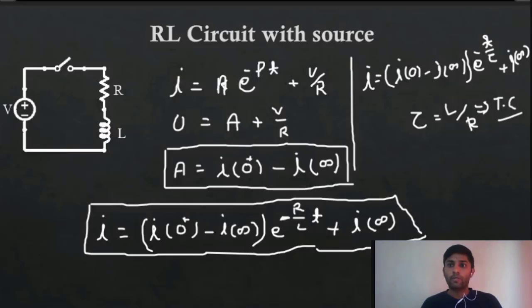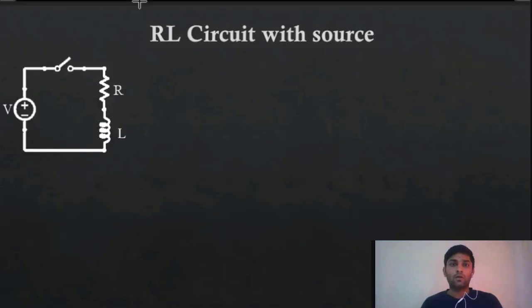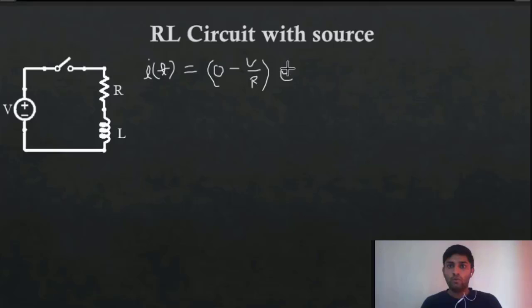So let me take this equation again, and now I will try to find out a few more details. I have this equation: I at t is I at 0. Can you tell me what was your I at 0? It was 0. I at infinity was V by R, and e raised to minus t by tau. And what is your tau? Tau is your L by R.